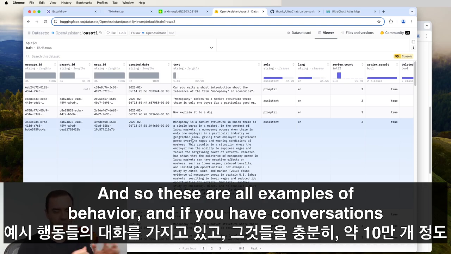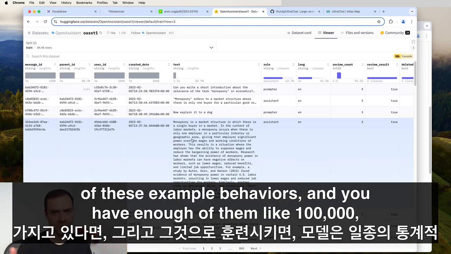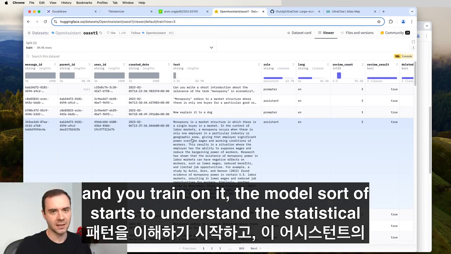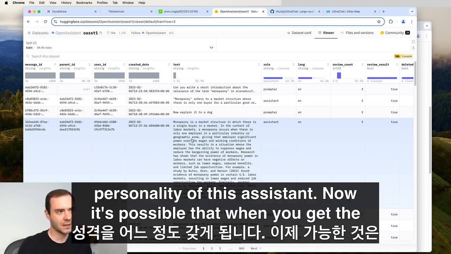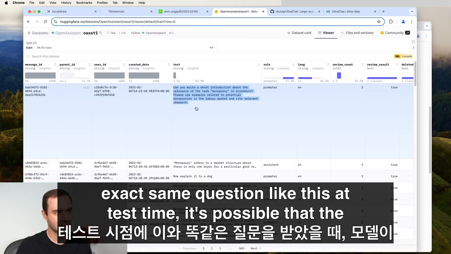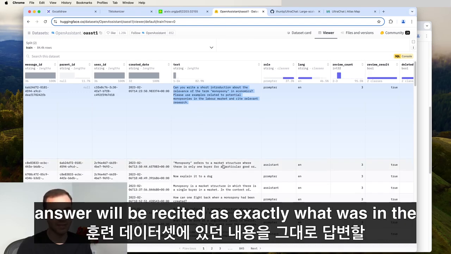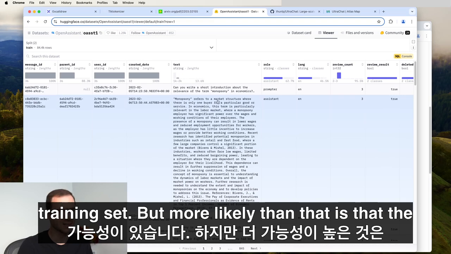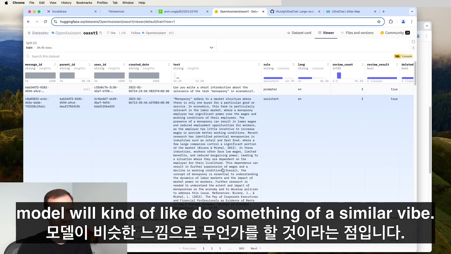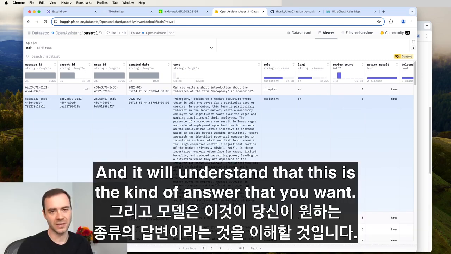These are all examples of behavior. If you have conversations of these example behaviors, and you have enough of them, like 100,000, and you train on it, the model starts to understand the statistical pattern, and it takes on this personality of this assistant. Now, it's possible that when you get the exact same question at test time, the answer will be recited exactly as it was in the training set, but more likely the model will do something of a similar vibe. And it will understand that this is the kind of answer that you want.